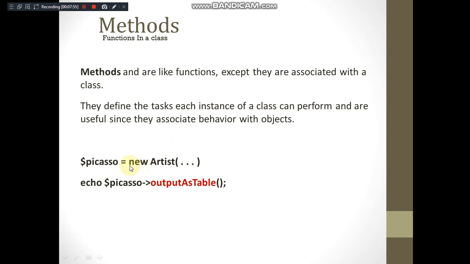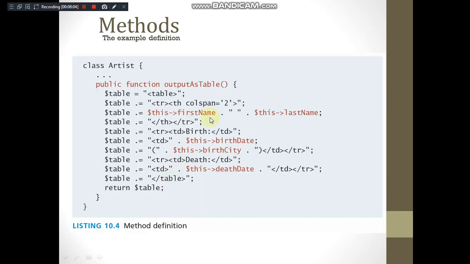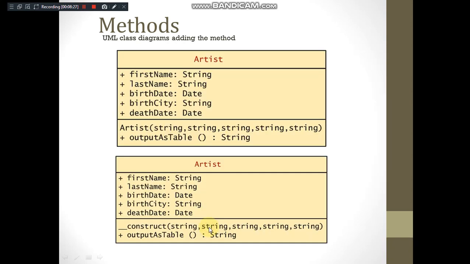Methods in a class, this is how we create them, and you can call it like this using the same arrow operator. This is how we can define a function. This we have already seen, about how to make use of the PHP statements. Just we are writing it within the class. Public function output as table is the function. This is the body of the function. The method is defined inside the class itself.